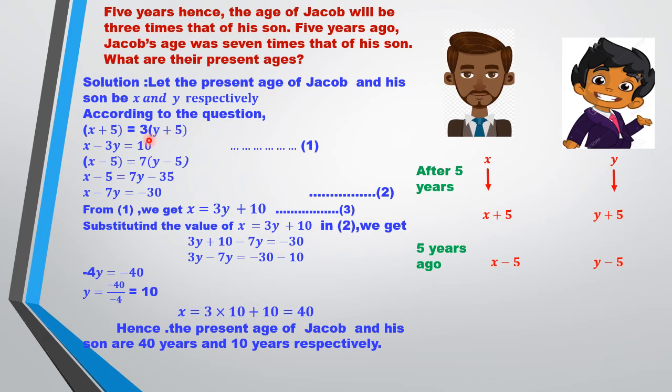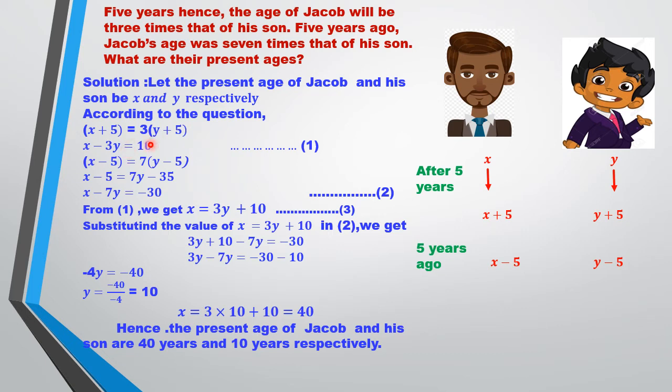We have multiplied y plus 5 with 3, and during that be careful that you have to use the bracket while multiplying. And from where did we get this 3? It is in the question. The age of Jacob will be 3 times that of his son. So that 3 times is over here. And always multiply the numbers with the smaller age, not the greater age. Then only it will get balanced. So we are ready with the first condition.